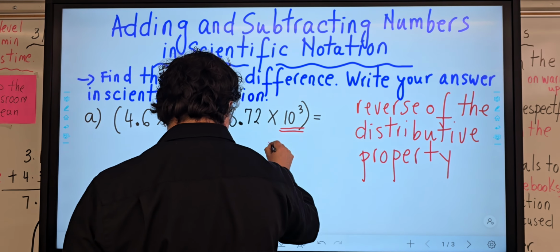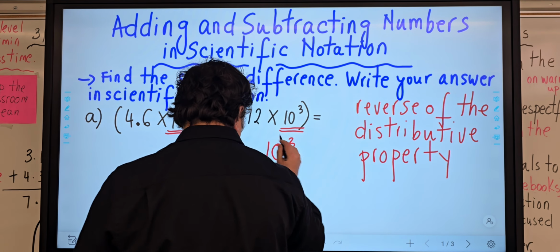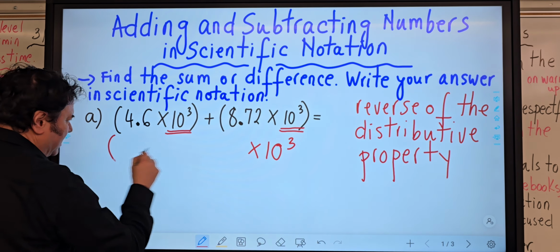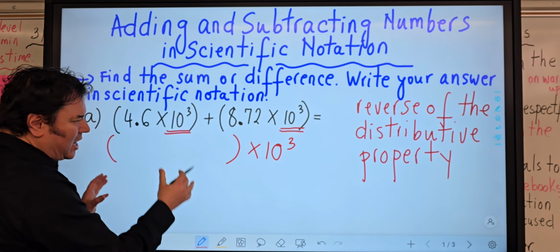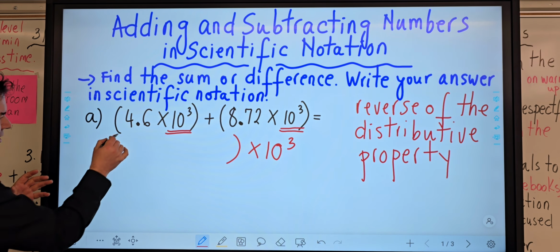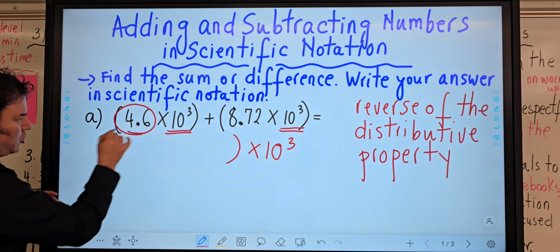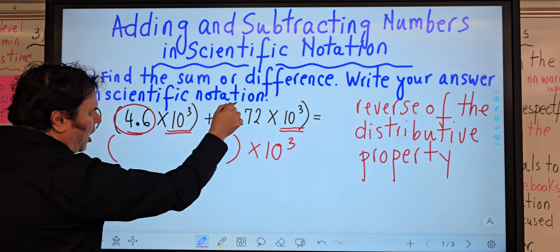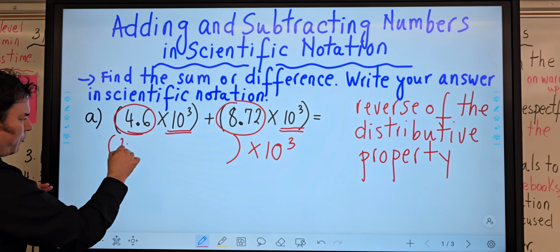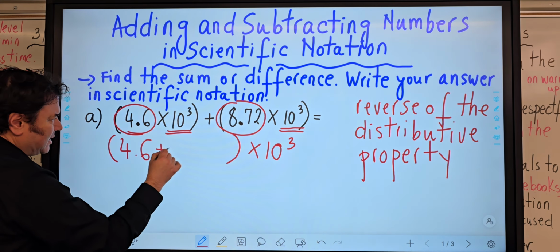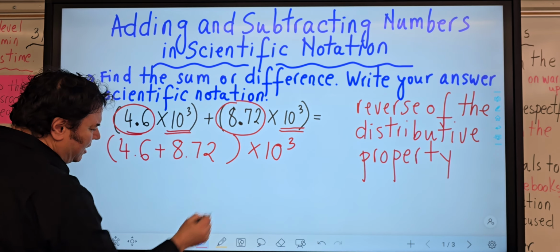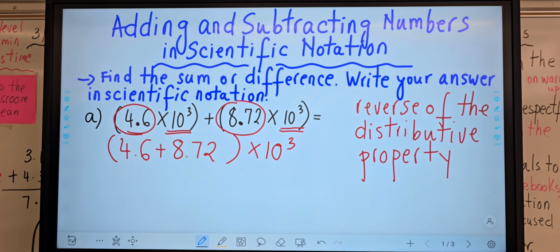It means that we can factor 10 to the power of 3. So we are going to have something in a parenthesis times 10 to the power of 3. And that thing in a parenthesis should be 4.6 plus 8.72. So let's add 4.6 plus 8.72 times 10 to the power of 3.